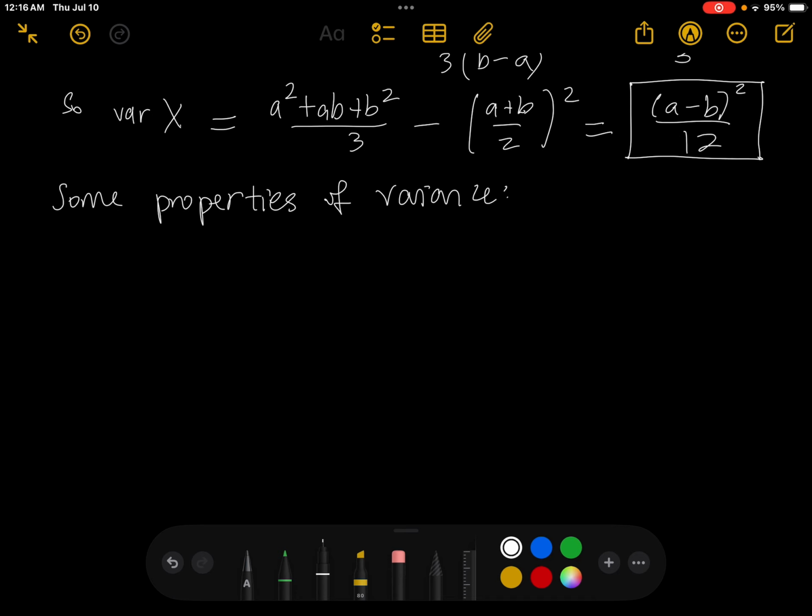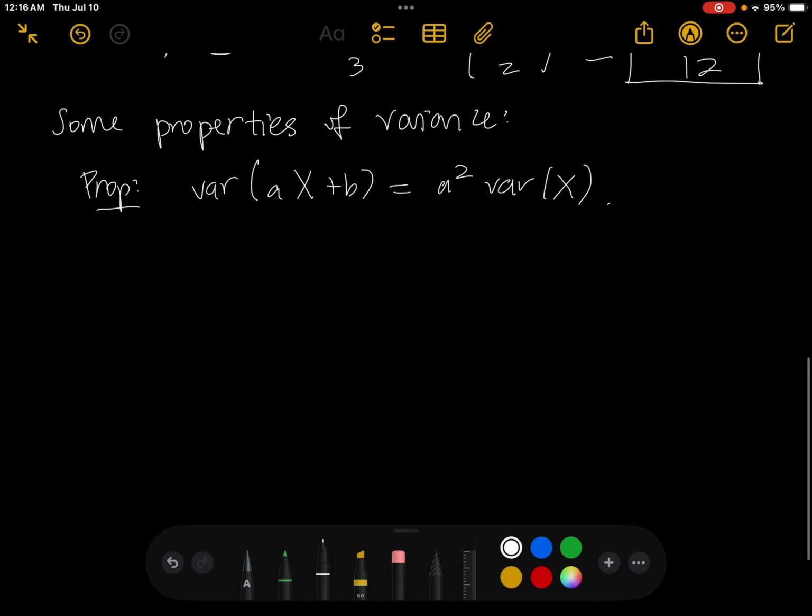So this first one, proposition: the variance of aX plus b is equal to a squared times the variance of X. Here a and b are real numbers. Well, this is very easy to prove. It just follows from the definition.